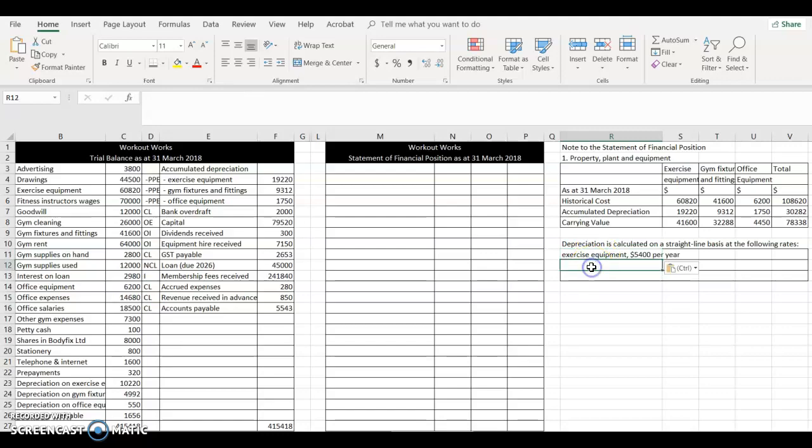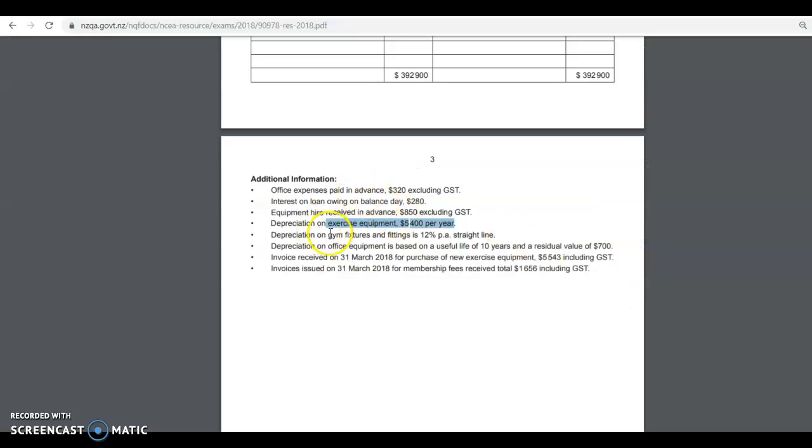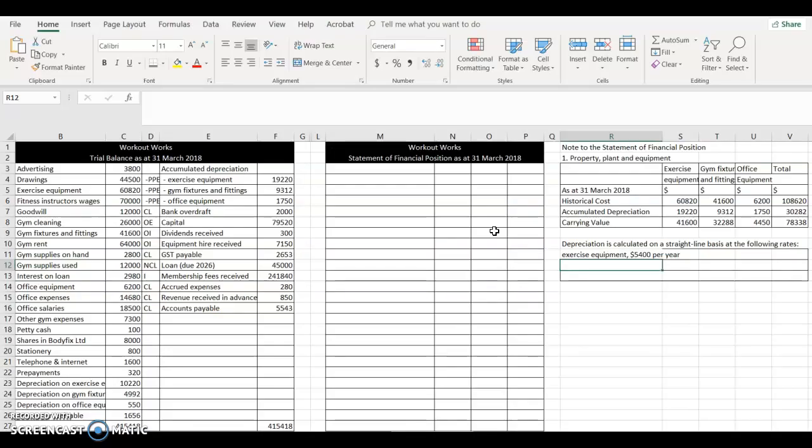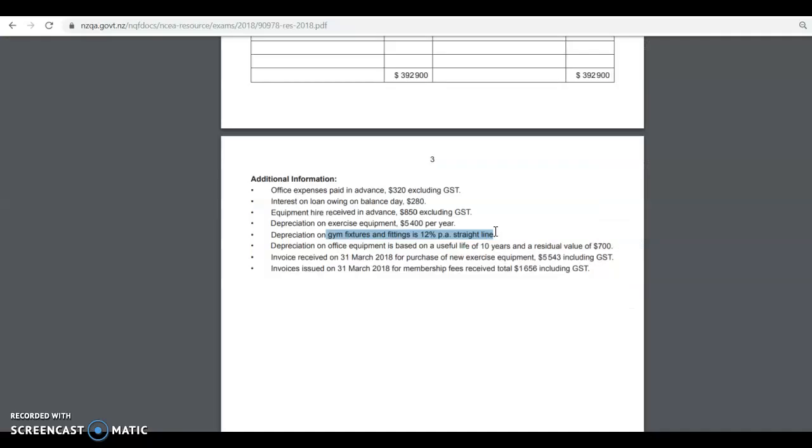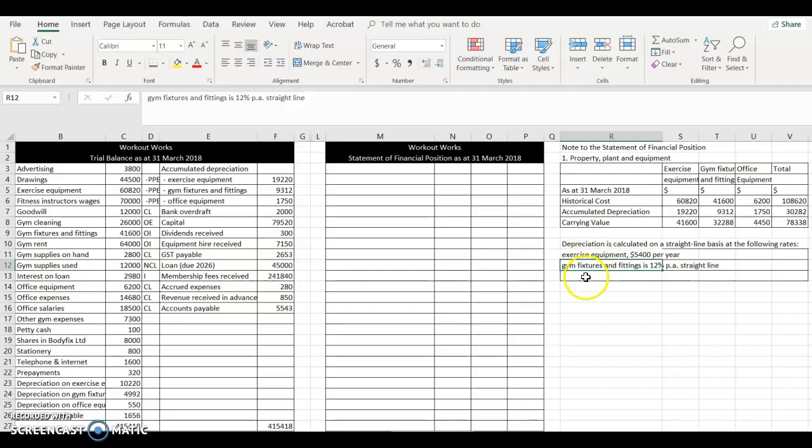Oh, nice. And it's really nice to get marks just from copying. And the office equipment. Good, so that's 3 easy Achieve marks: 1, 2, and 3.